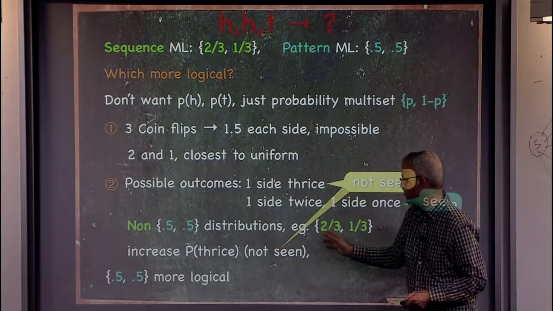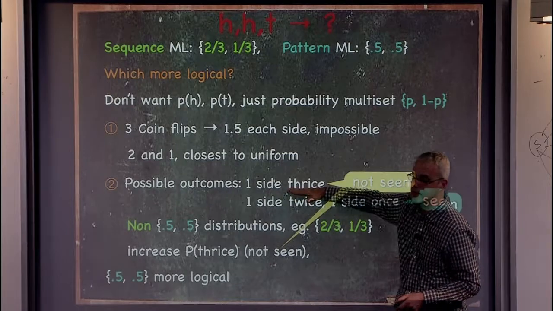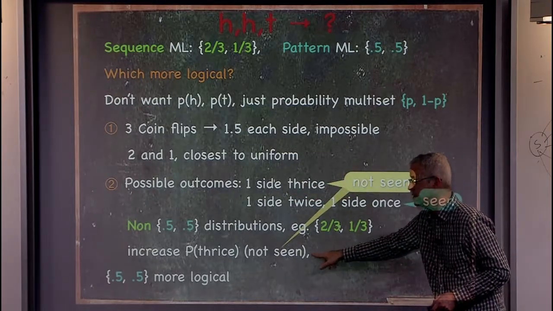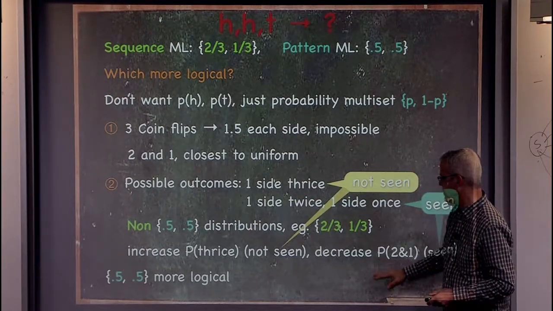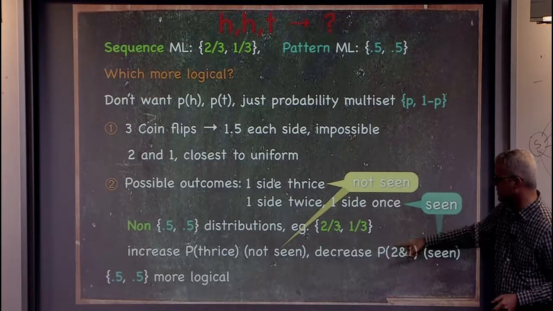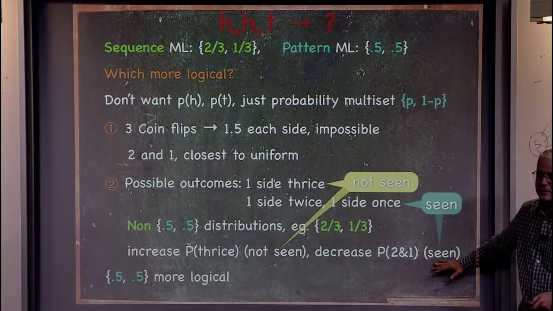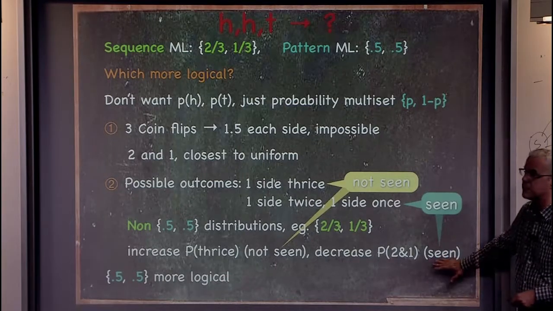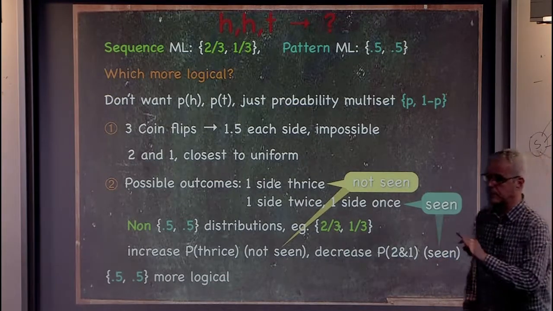If you take 2/3, 1/3, it will increase the probability of one side appearing 3 times, which is what we have not seen. It will decrease the probability of one thing appearing twice and one thing appearing once, which was what you have seen. So anything else will decrease the probability of what you have seen, and will increase the probability of what you have not seen.